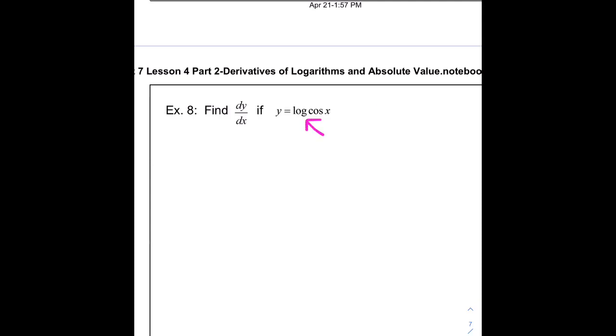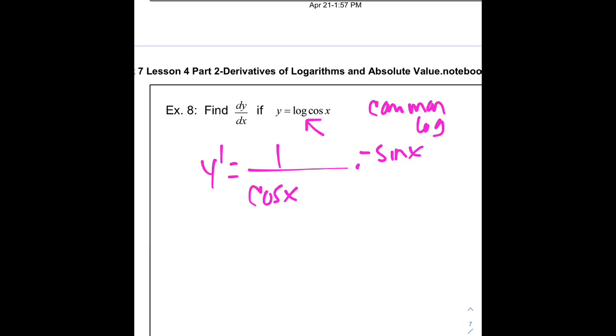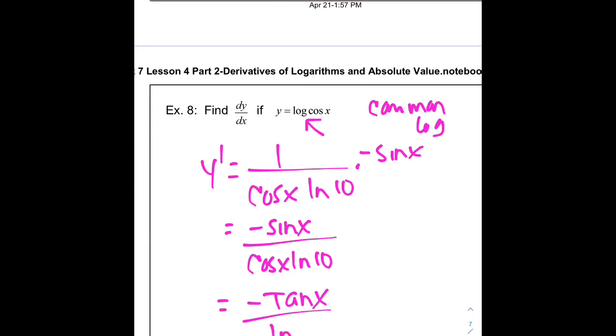Because there is nothing written here, this implies that it is the common log. So y prime is going to be 1 over the cosine of x. The derivative of the cosine of x is negative sine x. And furthermore, you have to multiply it by the natural log of 10 because a common log is base 10. So I would have full credit if it was negative sine x over cosine x natural log of 10. I don't know why I just wrote x. Or Bob's answer would probably give you a negative tan x over the natural log of 10.